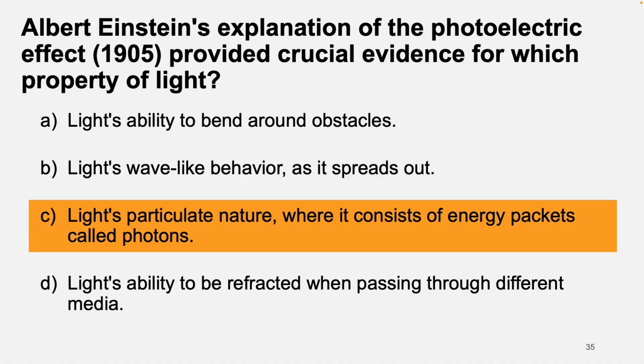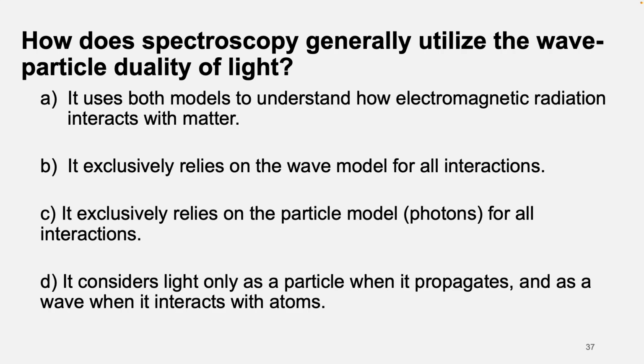And the answer is obviously the particle nature of light. Light comes in discrete energy packets called photons. Only photons with enough energy can eject electrons from a metal. This duality is exactly why spectroscopy works. Sometimes we describe light as a continuous wave, sometimes as a stream of photons, depending on the interaction we are studying. How does spectroscopy generally utilize the wave-particle duality of light?